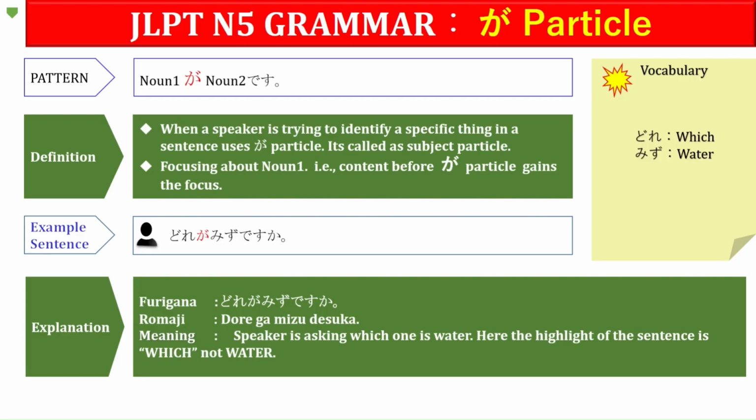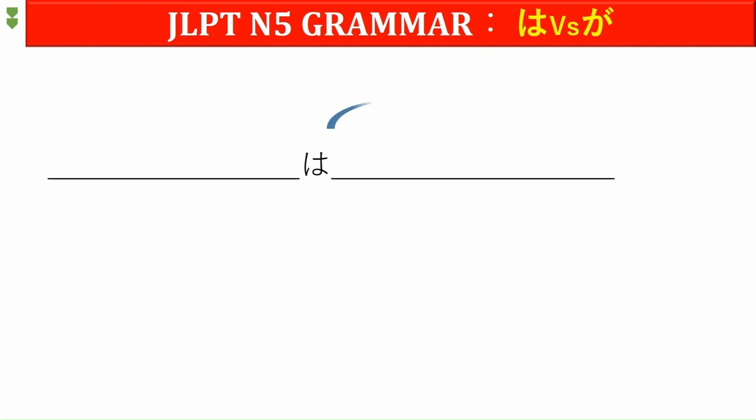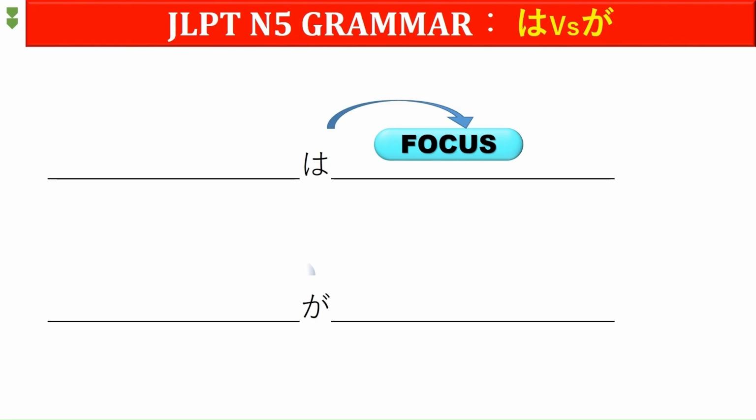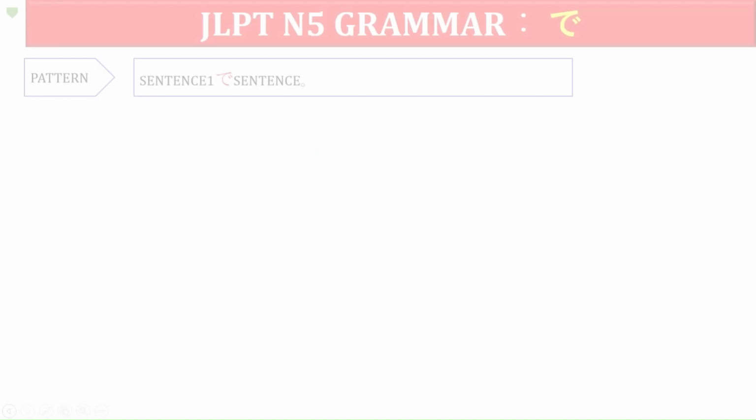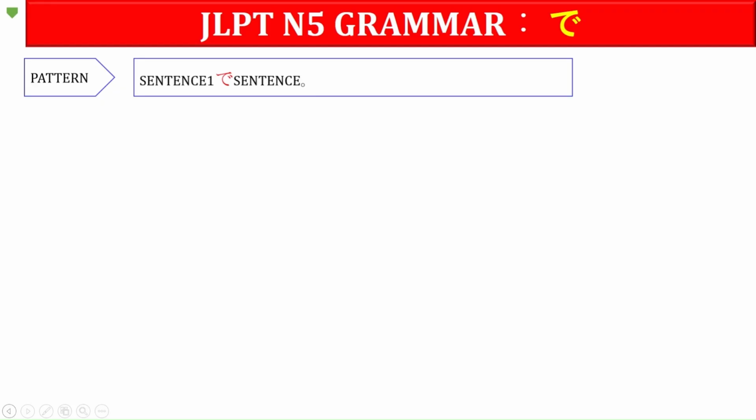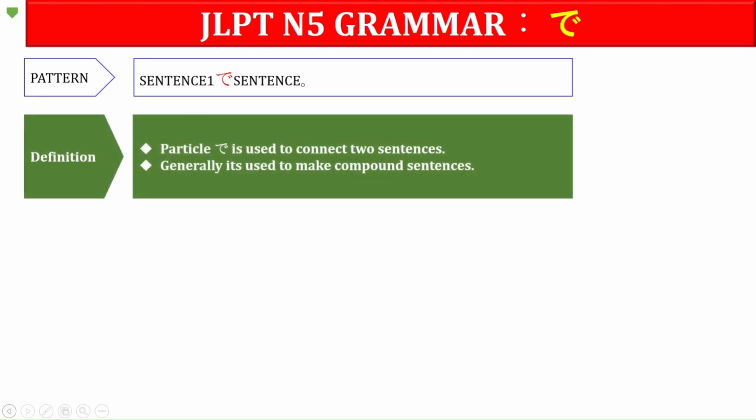Altogether, if you use the wa particle, the content after the wa gets the focus. Conversely, if you use ga, the part before it gains the focus. That is a simple difference. So, you may use it according to the situation you face. Now, let's see the de particle. The de particle has a lot of usages in Japanese, but the basic thing is it is a connector. It will connect two sentences together and make a compound sentence.